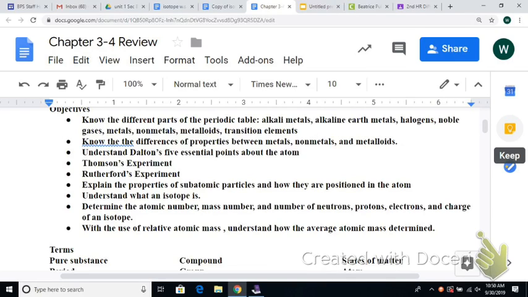Next thing, the subatomic particles and their positions. That's why I gave you notes on protons, neutrons, and electrons and their differences. You should have that. Understand what an isotope is: an atom of the same element with a different number of neutrons or different mass number. This is the chart. Determine the atomic number, mass number, neutrons, protons, electrons, and charge. And then the last one is how to figure out the average with percentages involved.